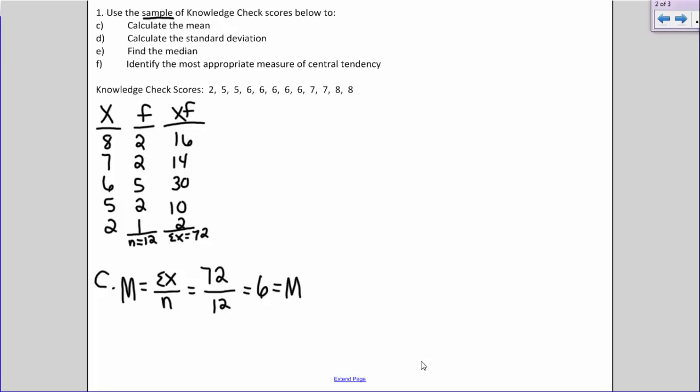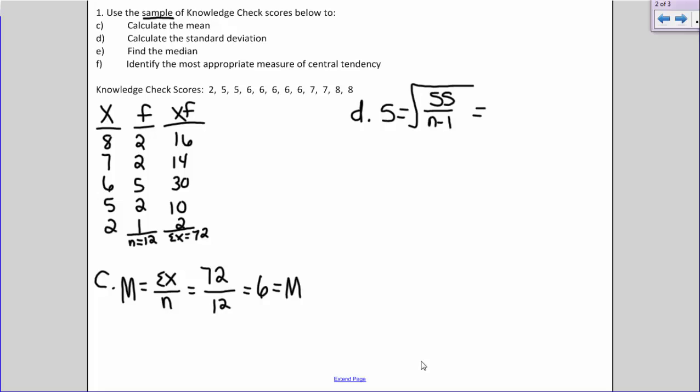All right, so the next thing that we need to do for part D is calculate the standard deviation. So I think I'm going to start that over here. And the symbol that I'm going to use for the standard deviation is S. And the formula that I'm going to use is the sample standard deviation formula that has n minus 1 in the denominator because it's a sample.